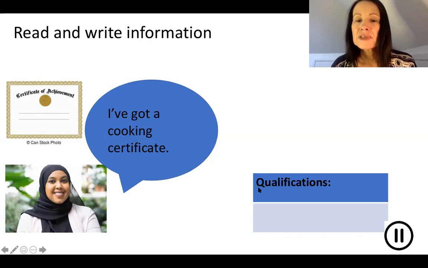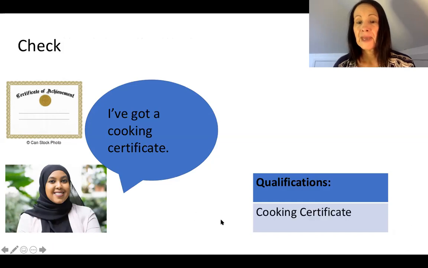And this word beginning with Q, which is a long word, qualifications, is talking about certificates that you have, perhaps from college or school or university. So write down here the qualification that Hawa has. And that is a cooking certificate.